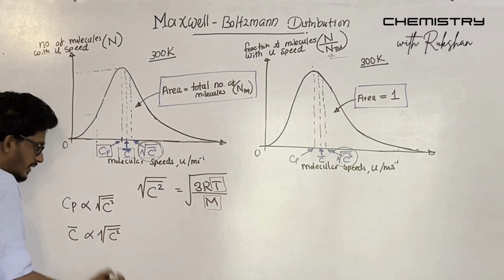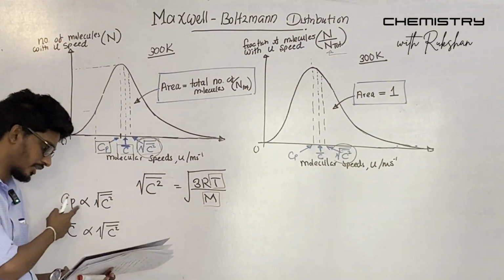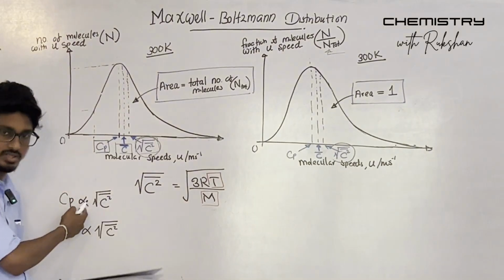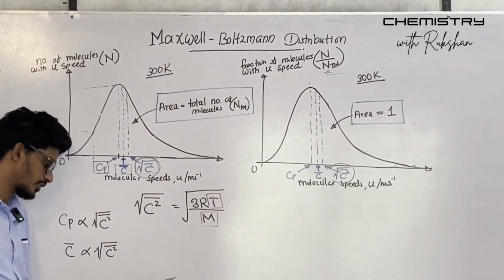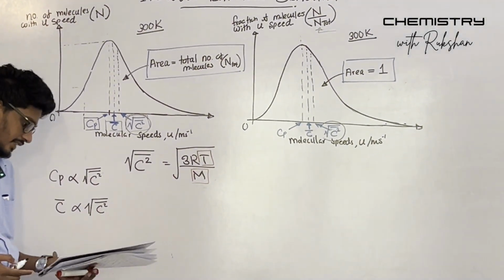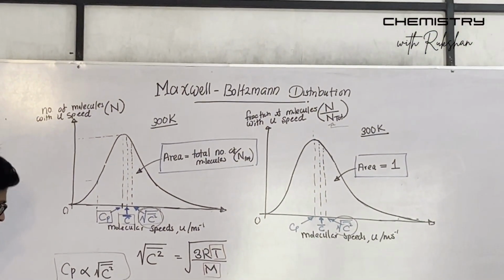In your notes, Cp is equal to 0.82 into c squared bar. That is proportional, as 0.82 is a constant, and in this case Cp is proportional to it. That is the only thing they have mentioned, right? Anyway, this one is also proportional, right?